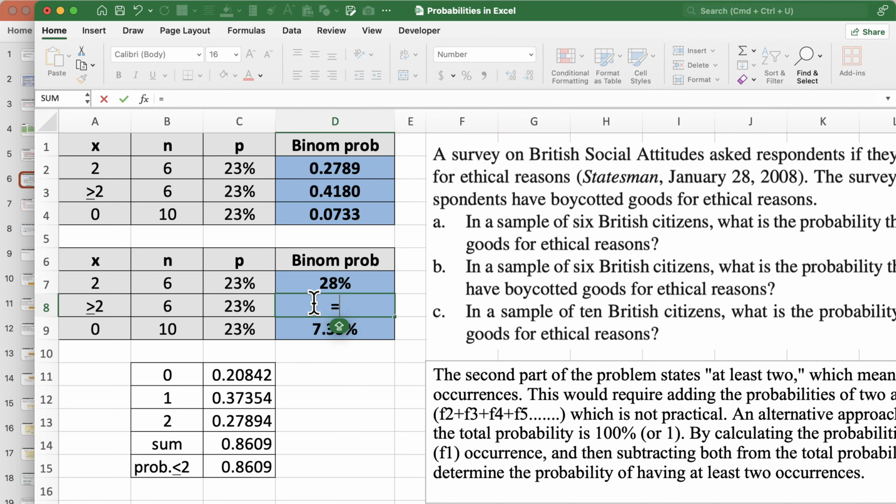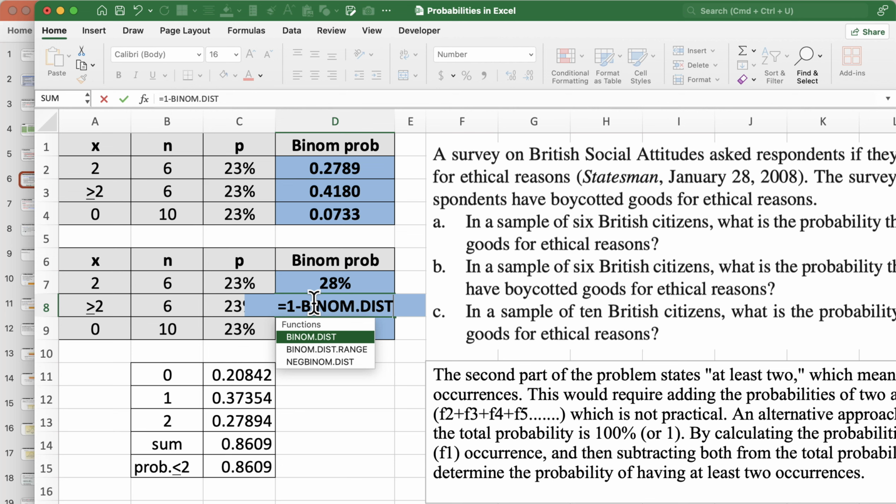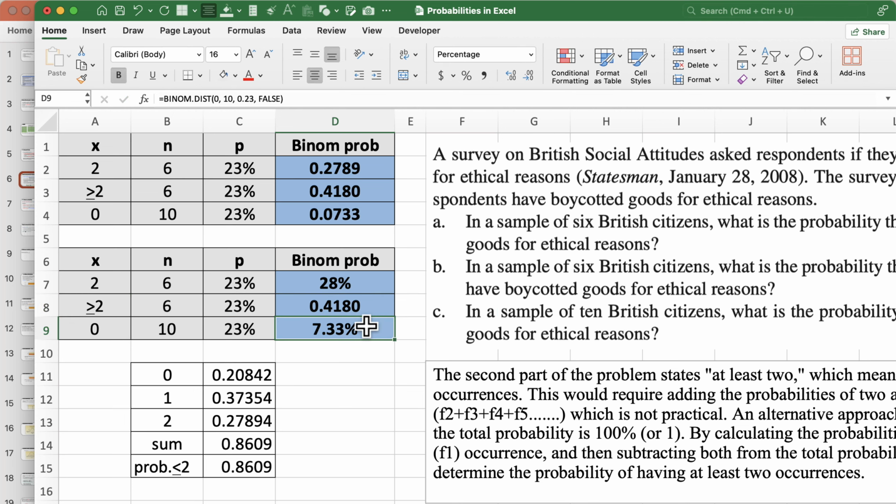So my formula will be 1 minus BINOM.DIST 1. Number of trials is 6, probability is 0.23, and cumulative will be true because in this case I want to calculate the probability of 1 and 0, and then it will be subtracted from 1, and that will give us the probability of 2 and more than 2. So when I hit enter, it gives us the probability of at least 2, which is 41.8%.